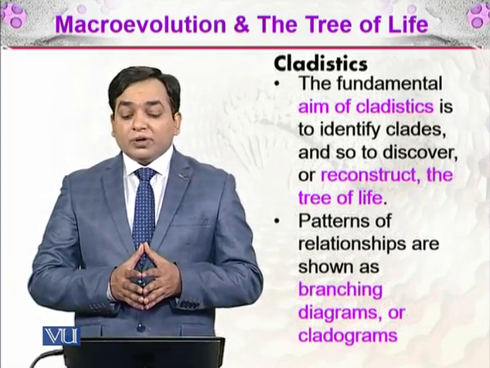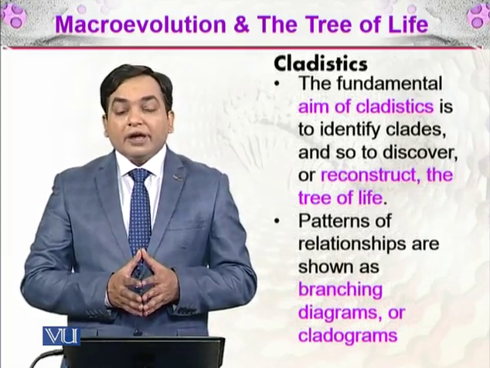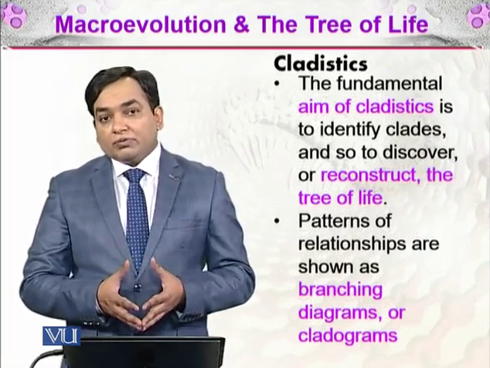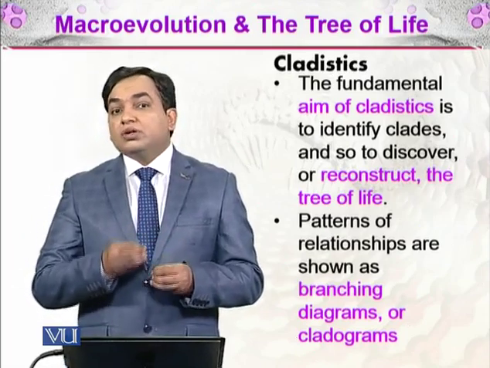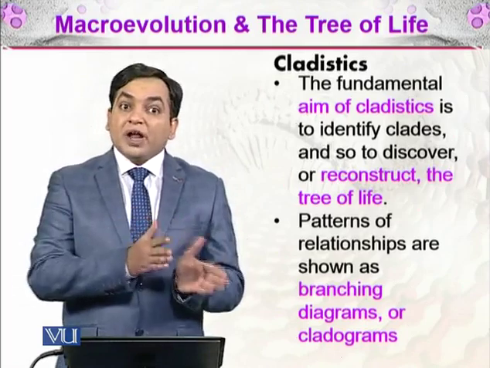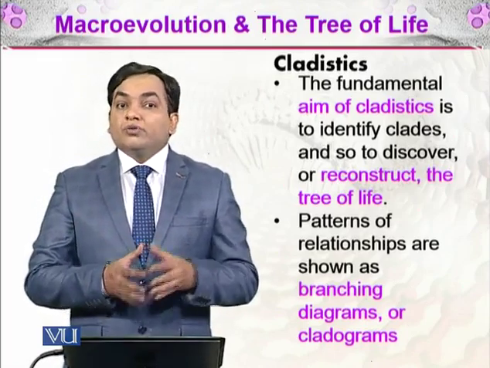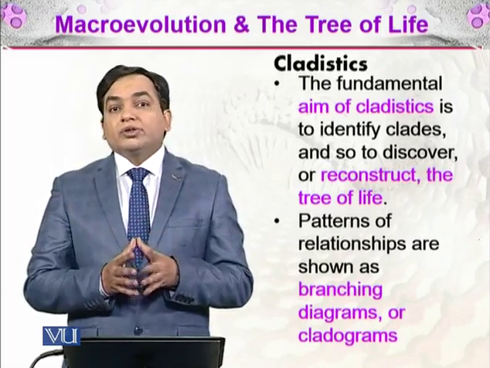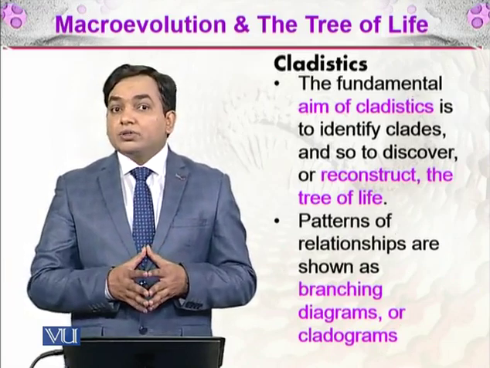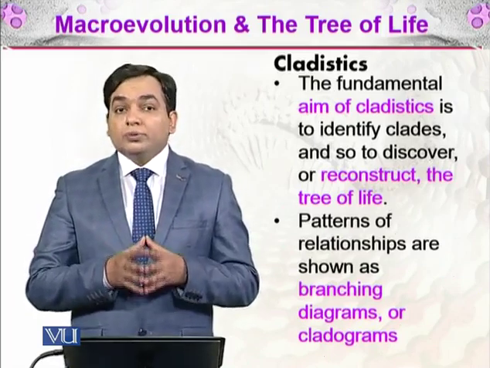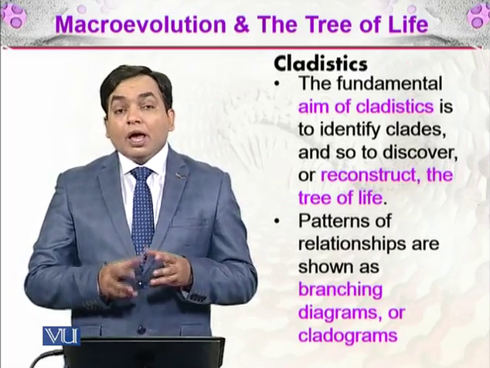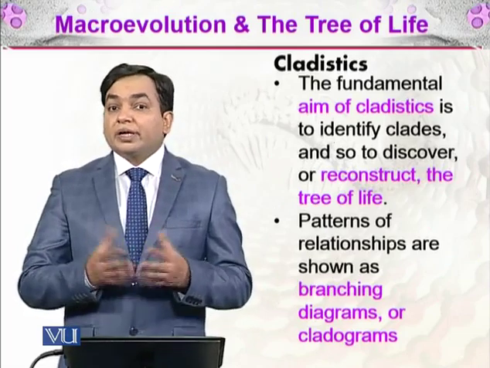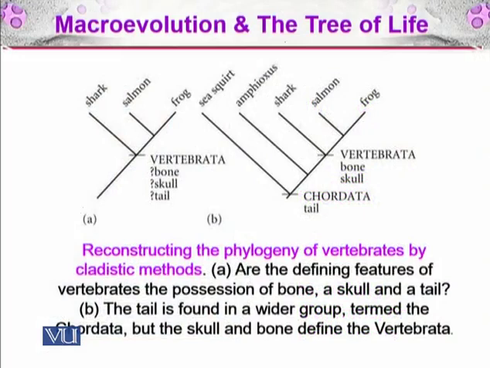In cladistics, the fundamental aim is to identify the clades and to discover and reconstruct the tree of life, right? So we are working to construct the tree of life with the help of the branches that we are acquiring through the different organisms. Every species is a branch, and we study all the species together; that will construct a tree, and that tree is called the tree of life, and that we can do through cladistics. And in cladistics, the patterns of relationships are shown in branching diagrams or cladograms. And the example of a cladogram is this, right?